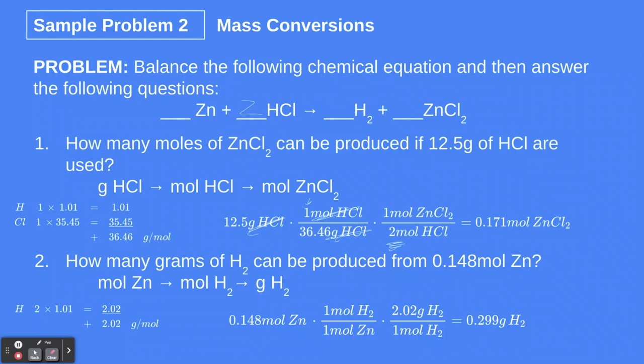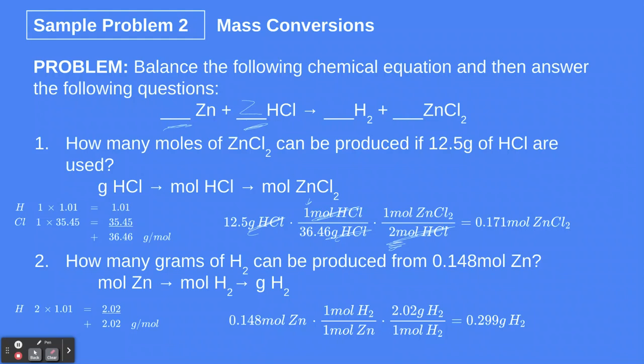So we get out of moles of hydrochloric acid and into moles of zinc chloride by using that mole-to-mole ratio, which comes from the coefficients, a 2 there and a 1 there. And so we end with 0.171 moles of zinc chloride.